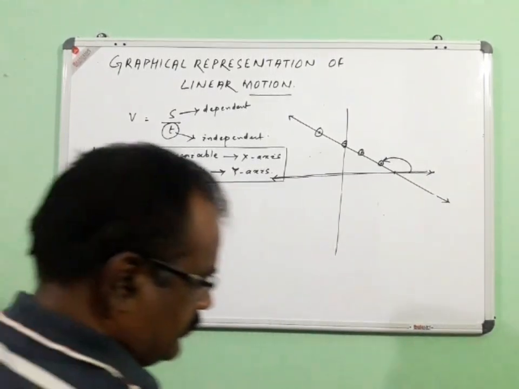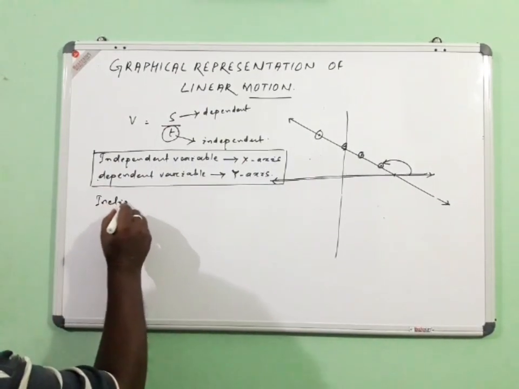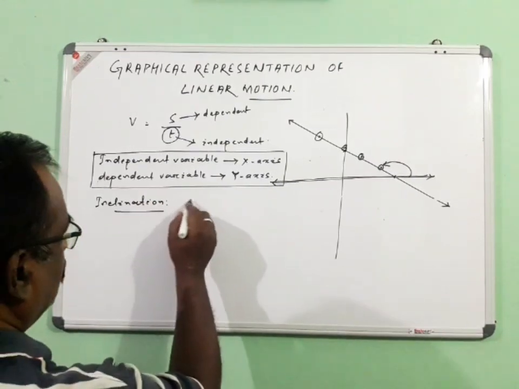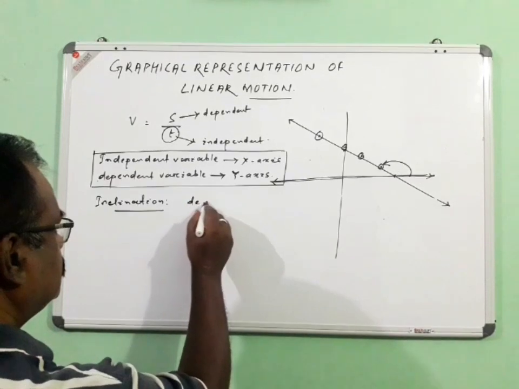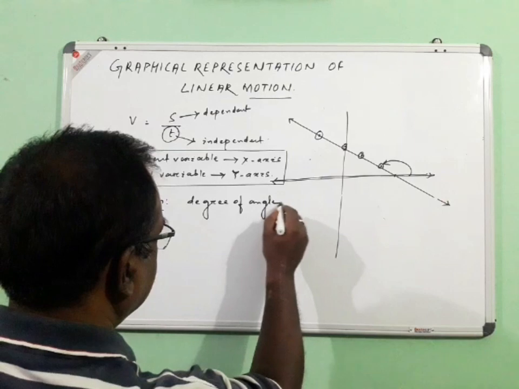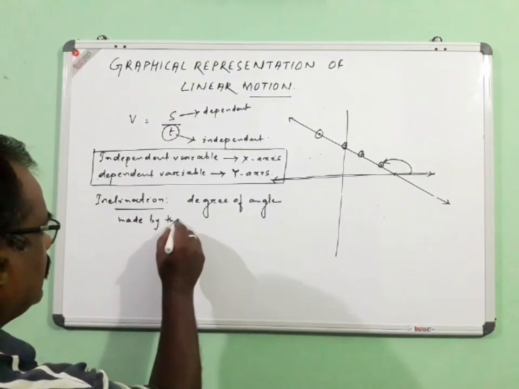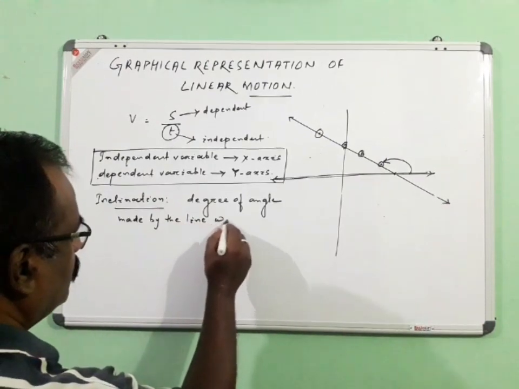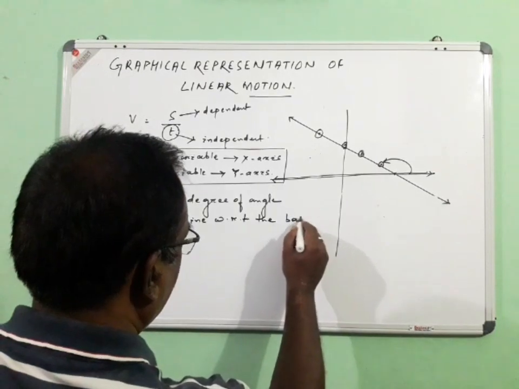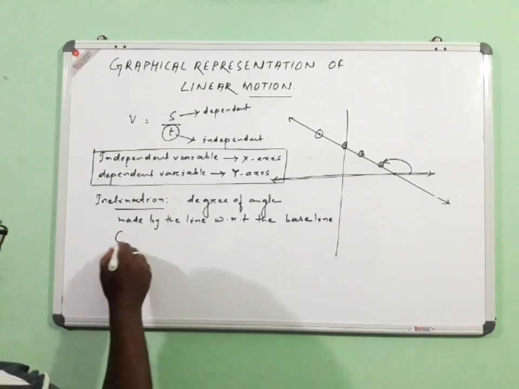So inclination. When we say inclination, this indicates the degree of angle made by the line with respect to the baseline, otherwise the x-axis.